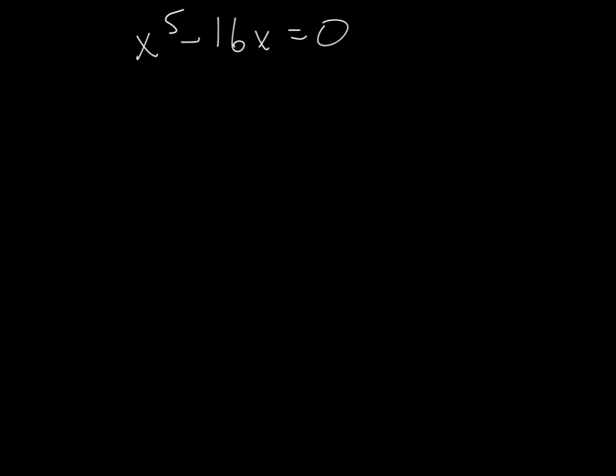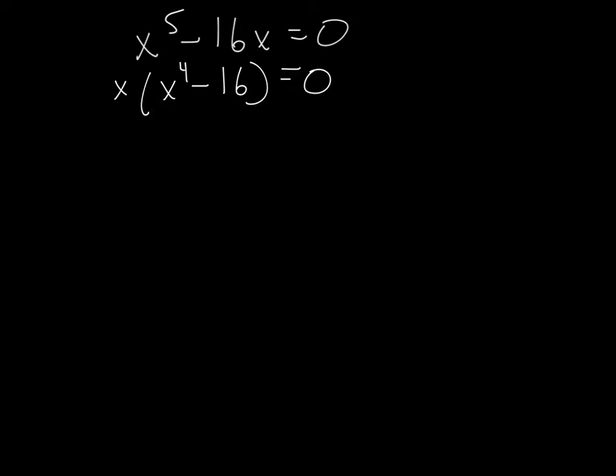Here's a pretty quick one, but only if you see what to do. Step 1 always is look for a GCF here. Notice there's an x that's common to both of those. So we have x, parenthesis, x to the 4th minus 16, equals 0. And now you have to figure out how to handle this. Okay, we have to factor that.